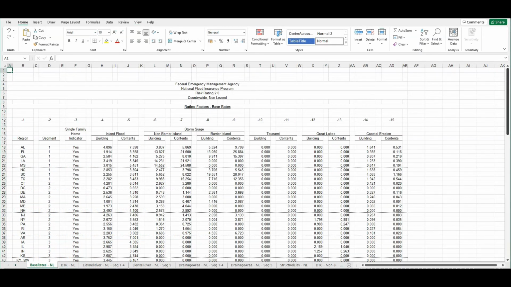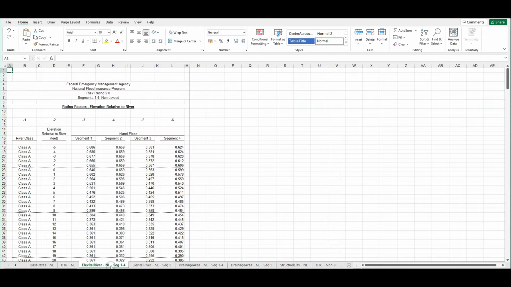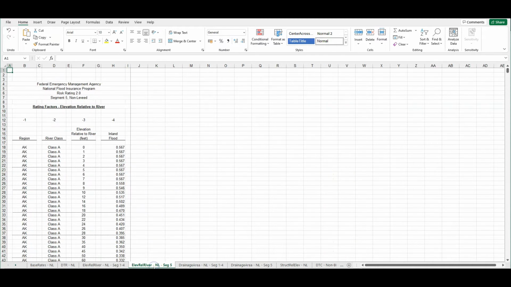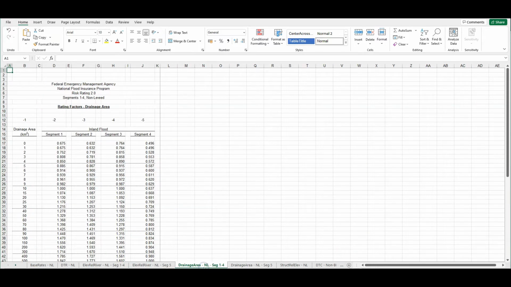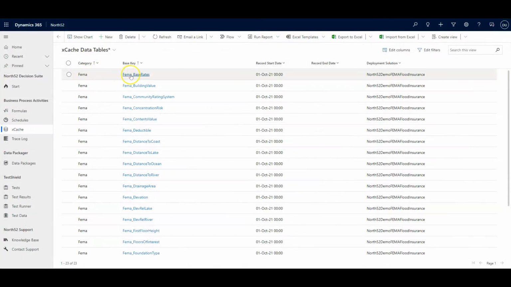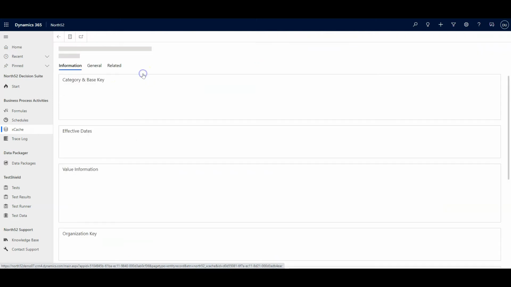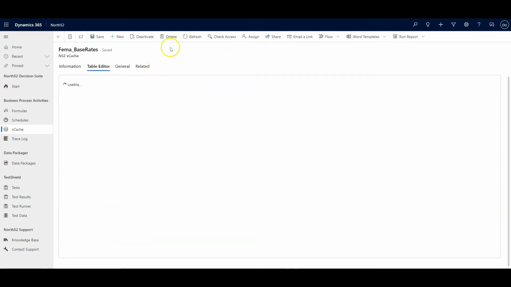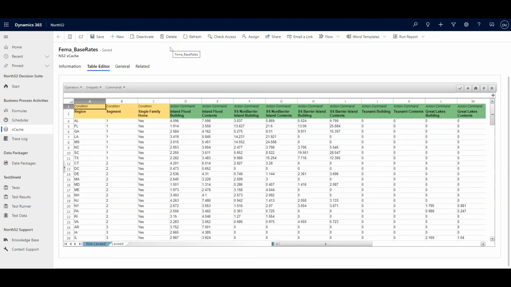There are over 50 rating tables that are used in calculating flood insurance premiums, and some of these have over 100,000 rows of rating data. These are added to the North52 solution using xCache tables. The xCache tables can be easily referenced in decision tables for determining values that should be used for calculating specific parts of the premium calculation, and because they are separate from the rule definitions, they can be maintained separately.